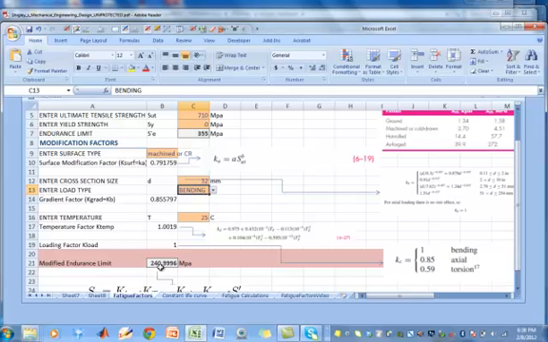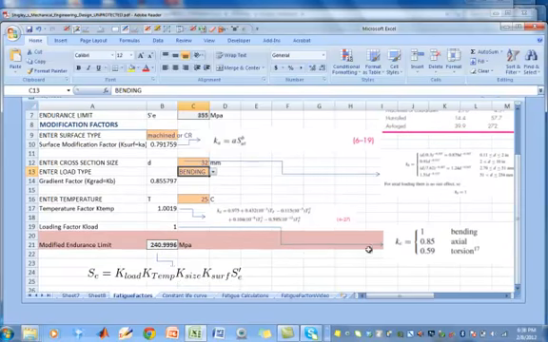So there are 4 effects that you have to worry about: surface, size, temperature, and load effect. You multiply all of that, you will get the endurance limit.